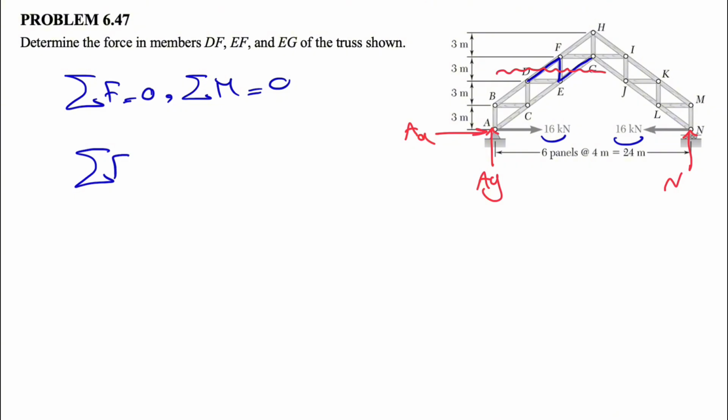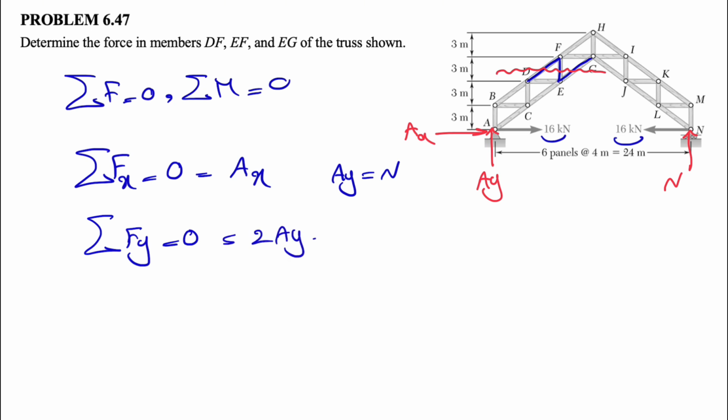We can figure that out also by doing the sum of all forces in the X direction. The only force is AX, which means AX is 0. And if we do the sum of all forces in the Y direction equal to 0, we basically have AY and N. But based on the symmetry of the truss, AY is equal to N. In that case, we have 2AY or 2N equal to 0, meaning both AY and N are 0. So basically, we don't have any reactions at A and N.